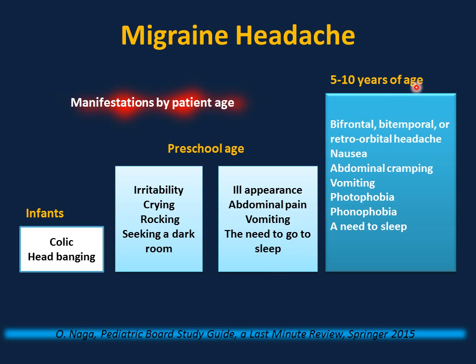At 5 to 10 years of age, they are more verbal and they are able to specify the symptoms more. The pain may be bifrontal, bitemporal, or retroorbital headache, nausea, recurrent abdominal pain or abdominal migraine, cyclic vomiting, photophobia, phonophobia, or a need to sleep.